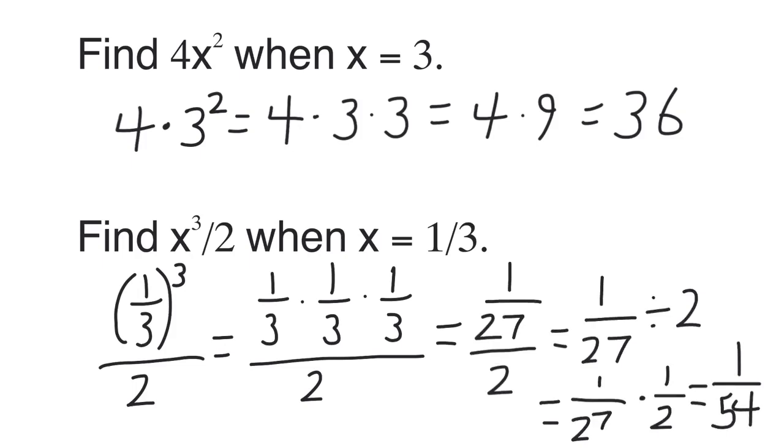Some reminders as we finish here. Remember, do the exponents first. Exponents before multiplication, exponents before division. And a reminder that we need to have repeated multiplication. 3 squared means 3 times 3. 1/3 cubed means 1/3 times 1/3 times 1/3.